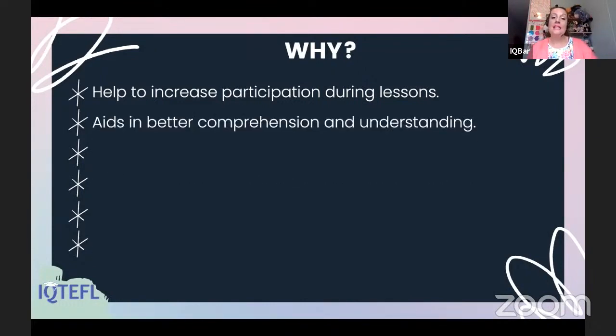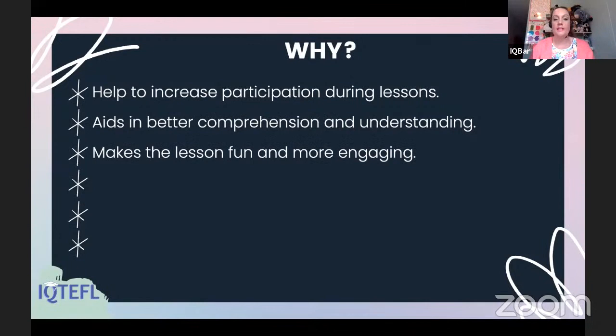Our second point is that it aids in better comprehension and understanding. For example, you could teach a student colours and you could simply tell them the words. But obviously by using flashcards, showing your colours with the words, covering those words, asking that they can remember the colours and things like this, you can check if you've been effective as a teacher and you can check if they really understood it. And again, ask them to find their things of different colours or whatever it is that you're teaching if appropriate. As we said before, it makes the lesson fun and engaging.